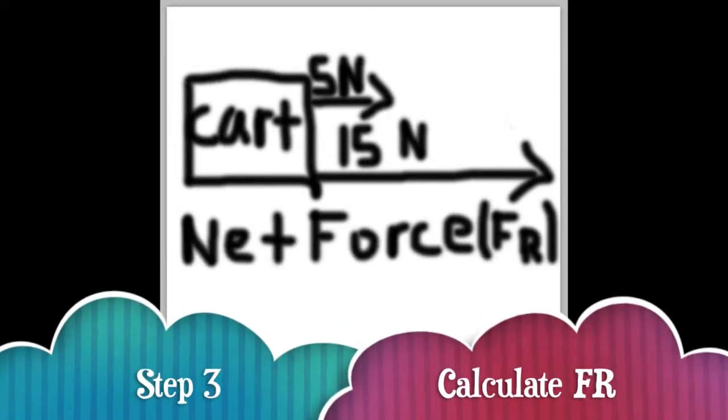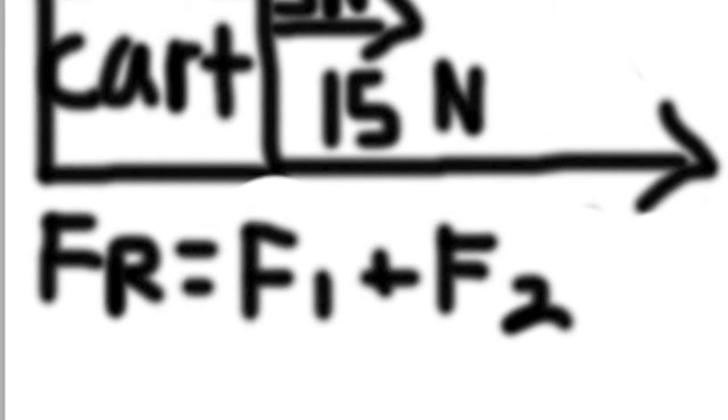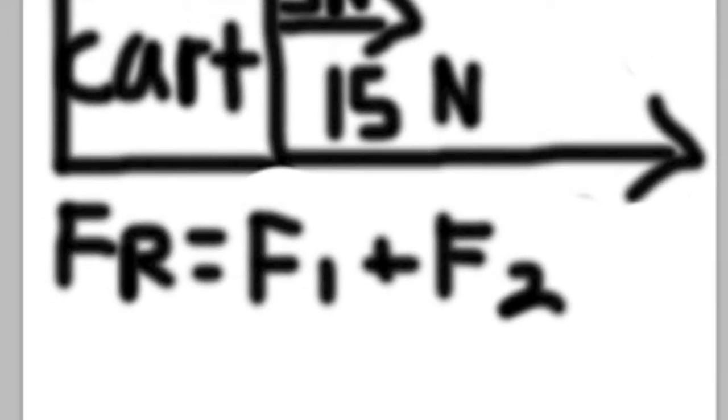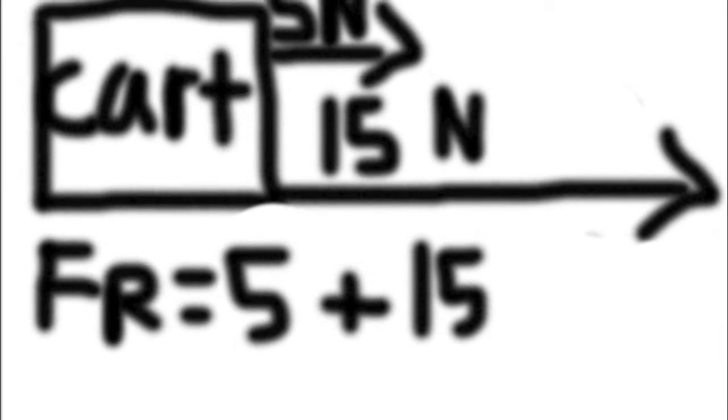The third step is to calculate the FR, or the net force, basically the resulting force. This example is very simple because both forces are going the same direction, which means we just have to do a simple addition of 5 plus 15, which would equal 20 newtons to the right.